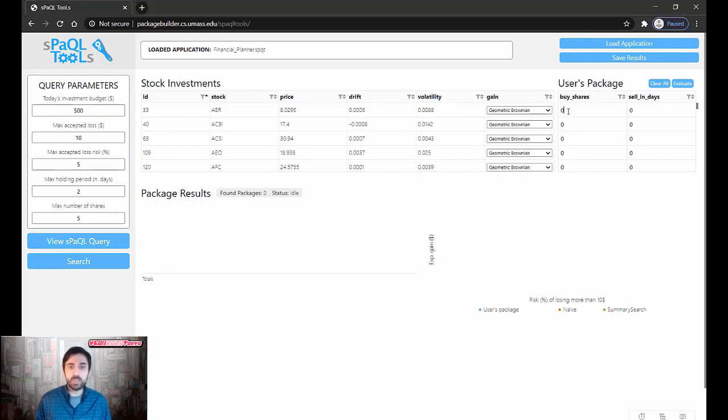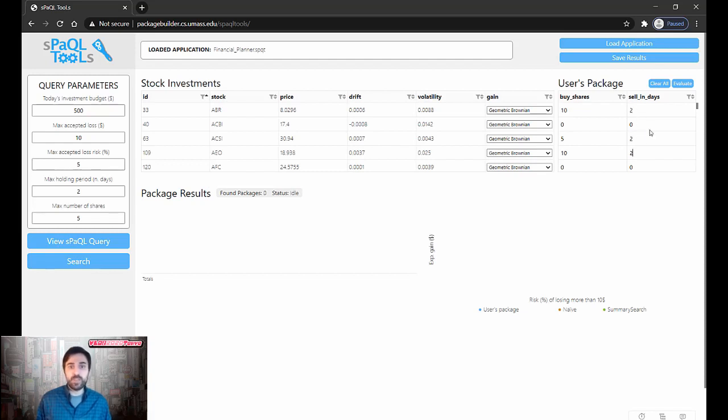We call the set of stocks we're looking for a package. Suppose we try to buy these three stocks. Here we can set how many shares we buy and when we sell them back. Our budget is $500, so we can buy, for instance, 10 shares of ABR, 5 of ACSI, and 10 of AEO. Let's say we sell them all back in a couple of days.